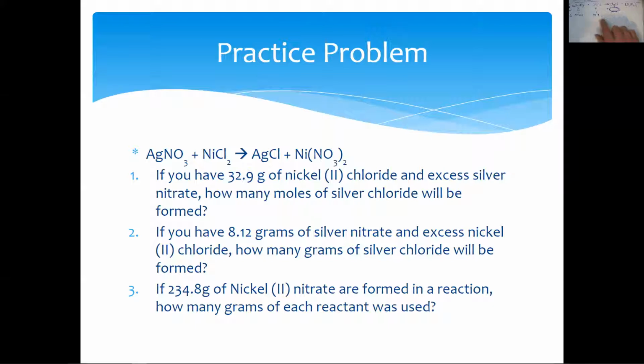Well, you need to know the mass of nickel 2 chloride. So I can go ahead and add that up really quickly. One second here and grab my periodic table. Quickest way to do it.